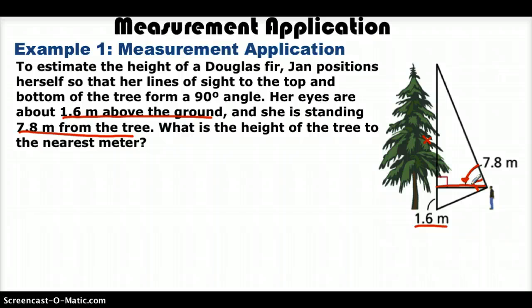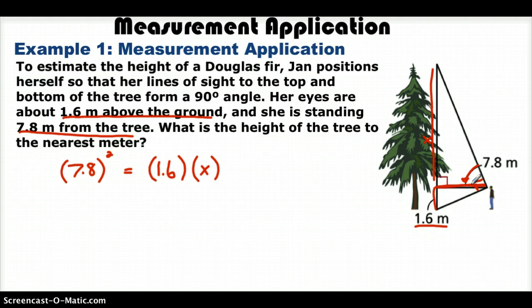Now we can use that first corollary, where it says if we have this right triangle, the altitude is going to be the geometric mean of the two segments that it forms on the hypotenuse, of this length and this length. So we can set this up like this. We know that 7.8 is that geometric mean, so we take 7.8 and square it, and that's going to be equal to 1.6 multiplied by x, which, remember, is the distance from the sight line to the top of the tree.